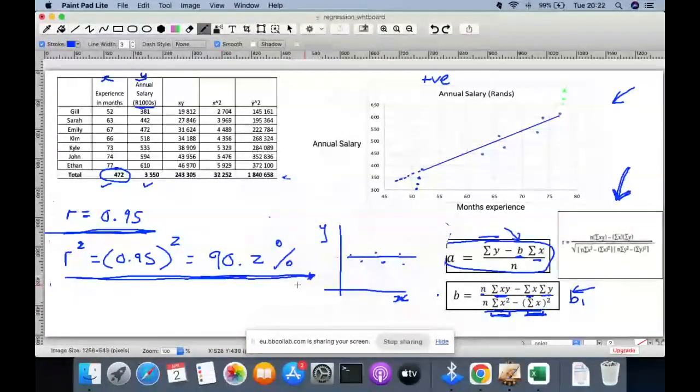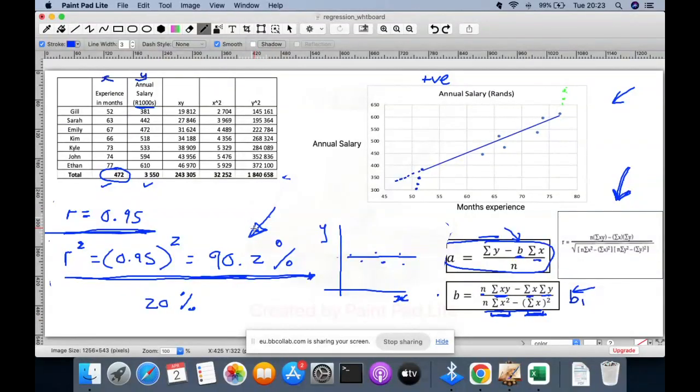The higher this R squared value is, the stronger a predictor x is. For this 90.2%, it's telling us that 90% of the variation in our annual salary can be explained by the experience in months. And that's good. If it was 20%, then it's a poor predictor, and we don't want that. So your interpretation would be: 90% of the variation of your annual salary can be explained by your experience in months. Does everyone understand that?